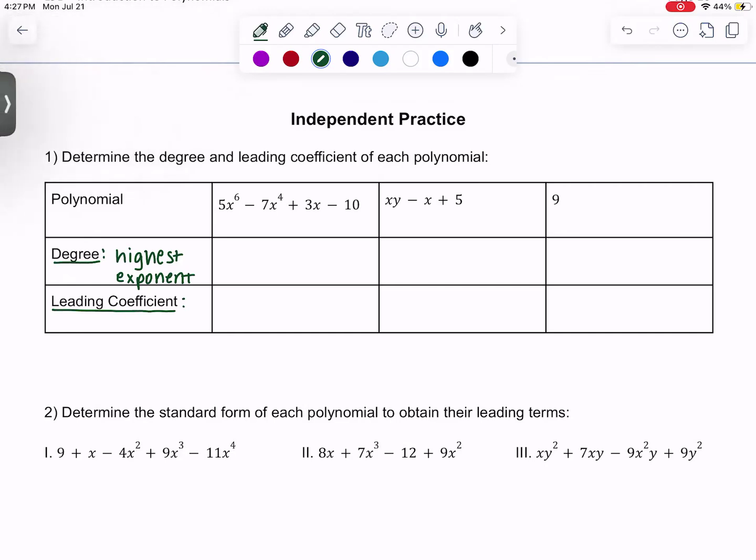So let's look for the highest exponent first. In the first one, the first exponent is 6. The second exponent is 4. The next exponent is 1.